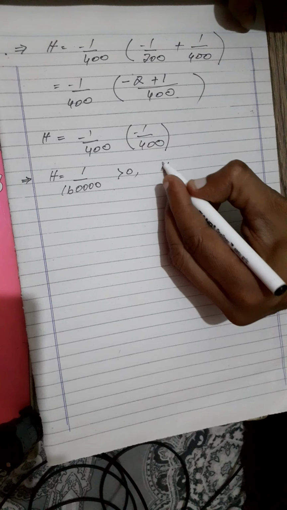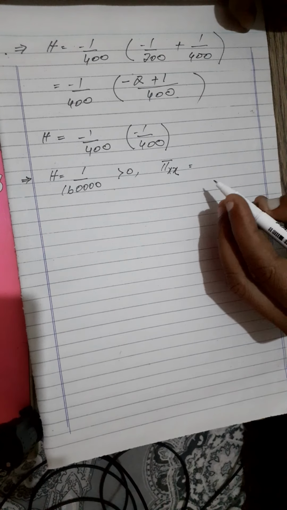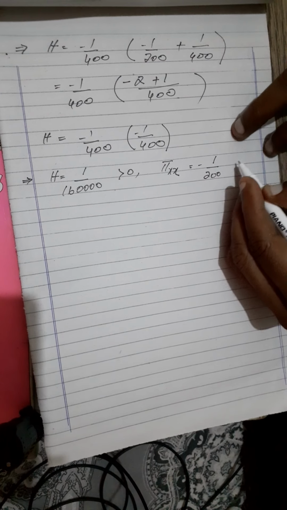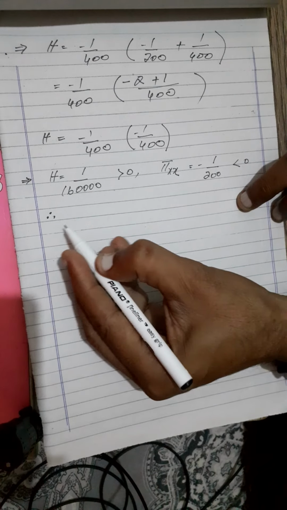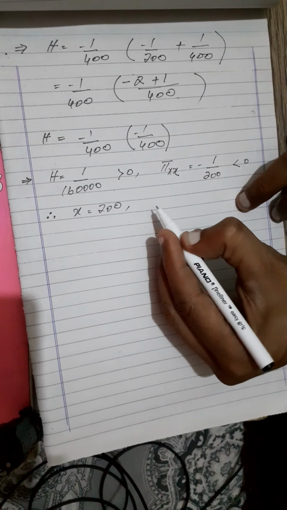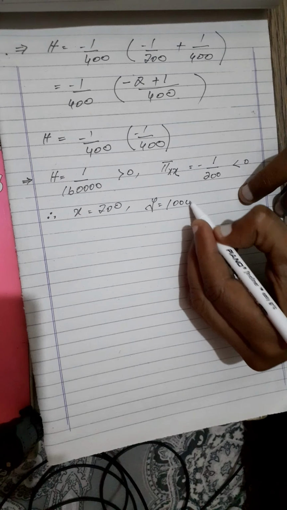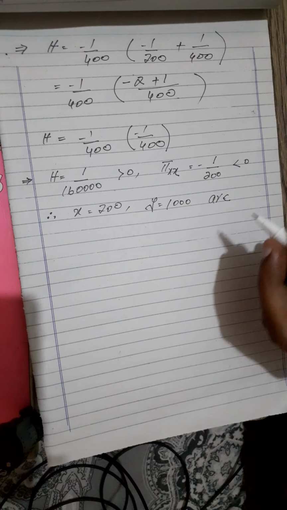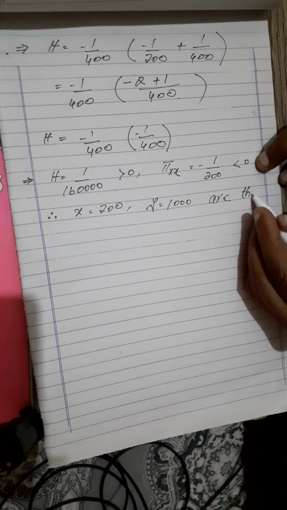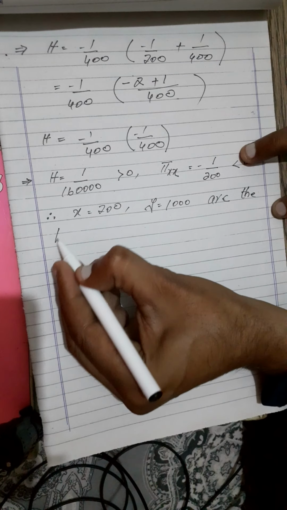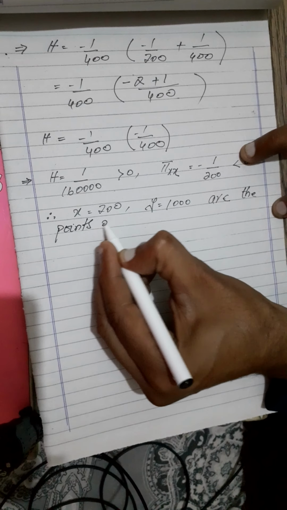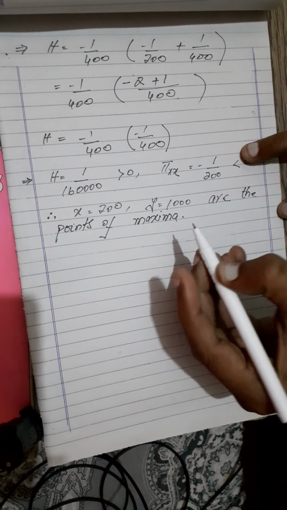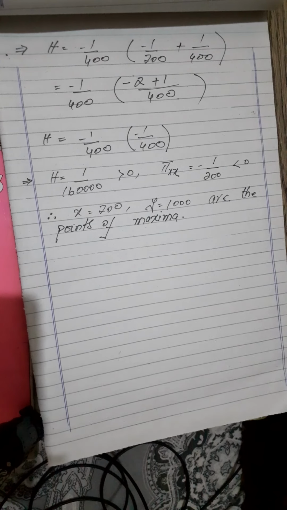Also, the second order partial derivative with respect to x is minus 1 over 200, which is negative. So therefore x equal to 200 and y equal to 1000 are the maximum quantities. Points of maxima, that is, these quantities will maximize the profit of the firm.